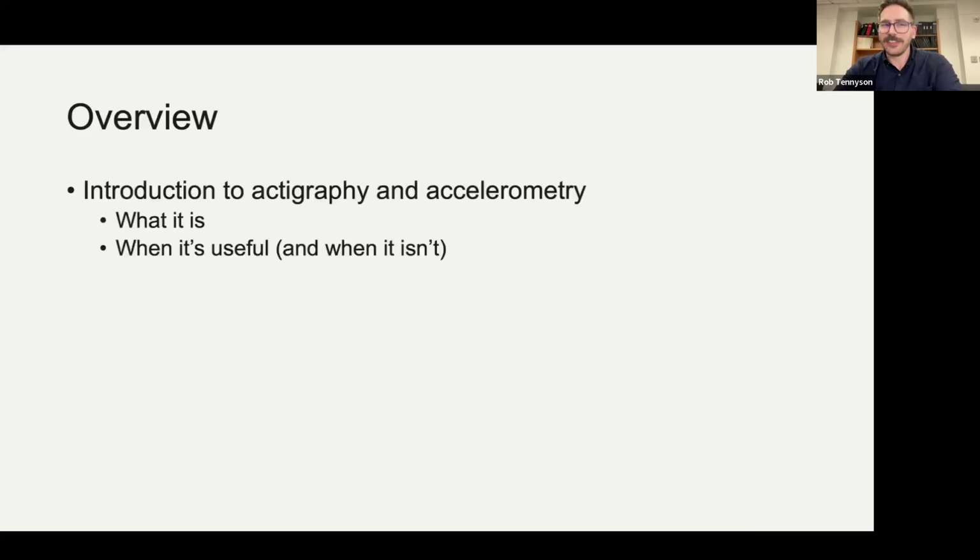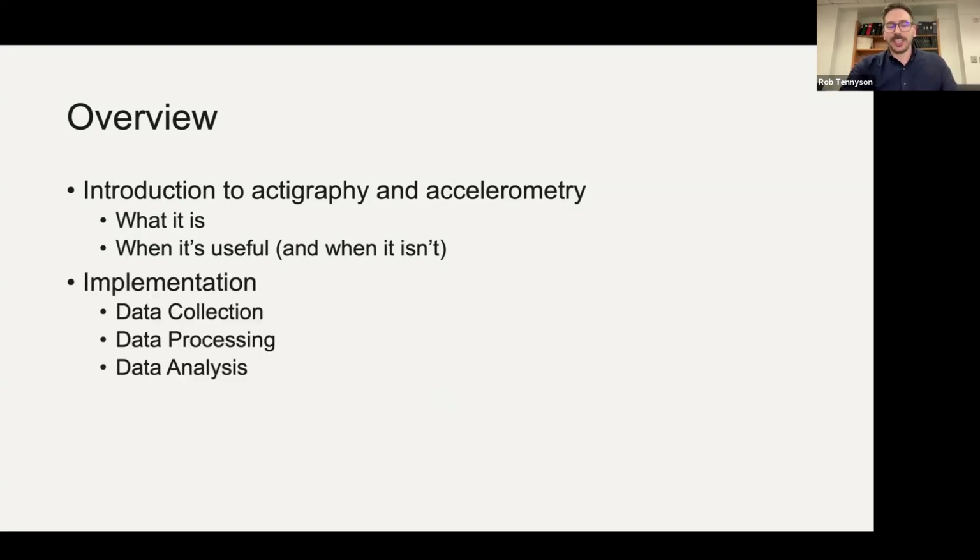I gave you a little bit of this before, but an overview of what we'll be talking about is a quick introduction to actigraphy and accelerometry, what both of these are, and when they are useful and when they aren't. I will probably switch back and forth between actigraphy and accelerometry as we go through this. If this happens at a time that's confusing, let me know, and I will be more specific and intentional about those words. In most of my work, I usually refer to it as accelerometry, but when you're broadly approaching it to measure behavior, actigraphy is usually a little bit better to use.